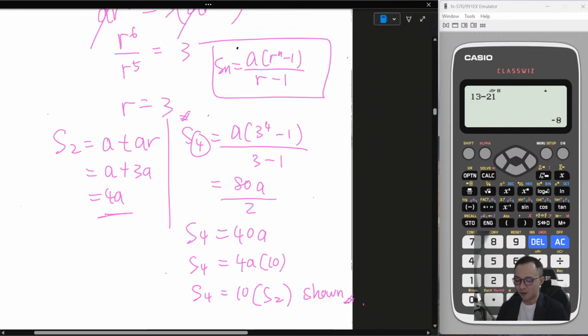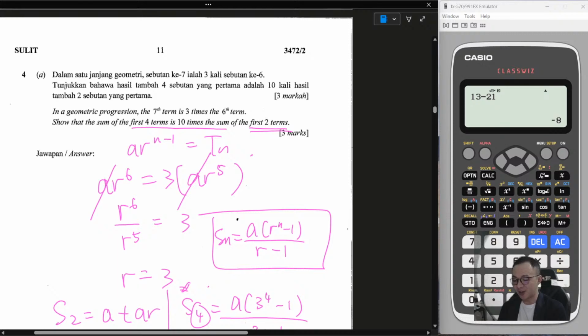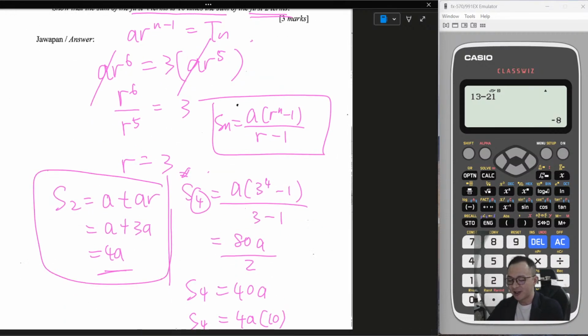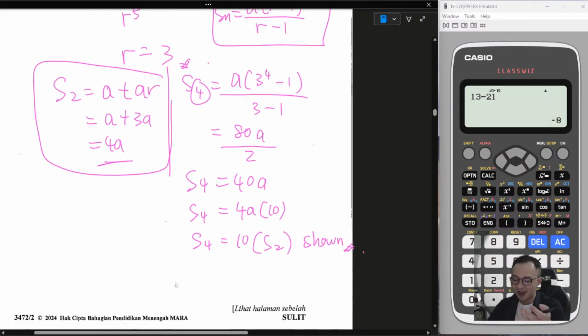Okay, this is how we show. The question says, show that the sum of the first 4 terms is 10 times the sum of the first 2 terms. So you can see what I'm doing first. I find out the sum of the first 2 terms. After that, I do S4 as usual. Then I hope I can see S2 from my answer. Then I can easily say shown. If not, then I might not be able to do that.